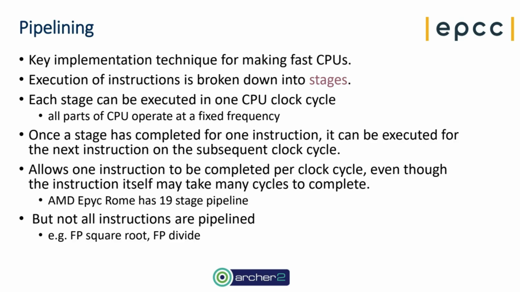So you don't get this effect where you can deliver one result per clock cycle for instructions like this. So it's a useful thing to know that floating point divides and square roots are expensive, and we should try to avoid them as much as possible.